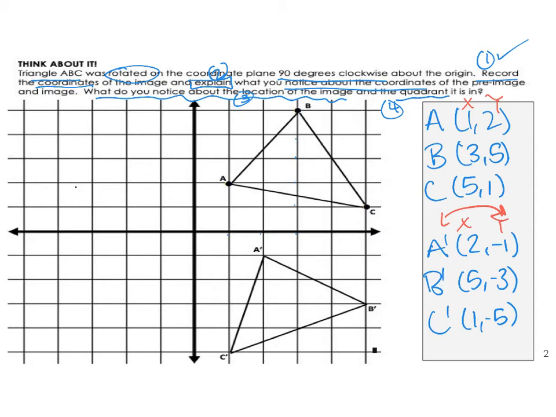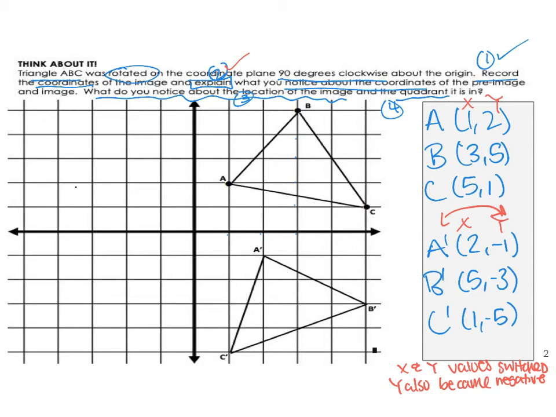So 2 things I noticed. So first, I notice the x and y values, they switched. You had a slide to type on, but I'm just writing. And then the y's also became negative. So that's what I noticed.